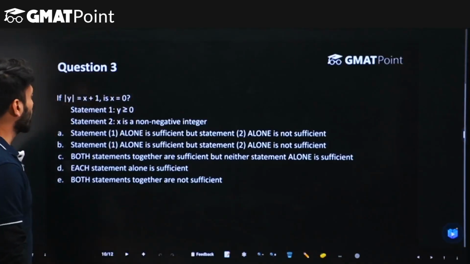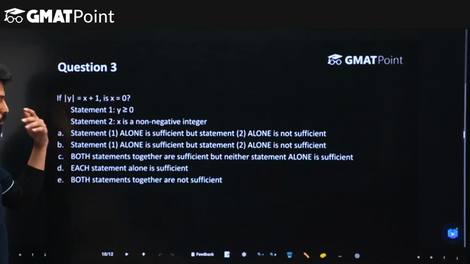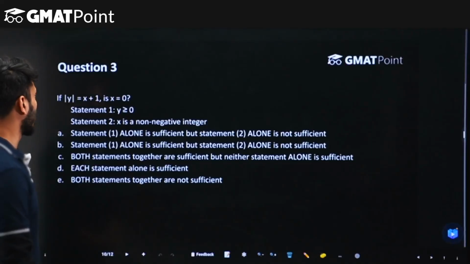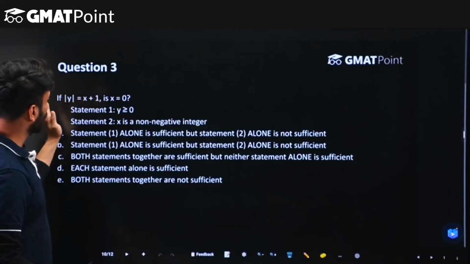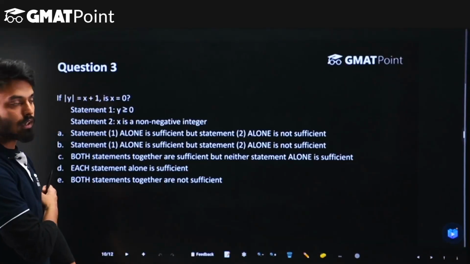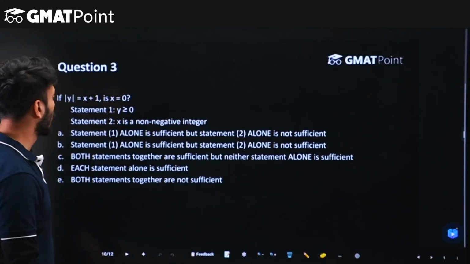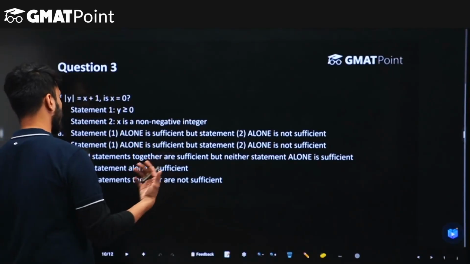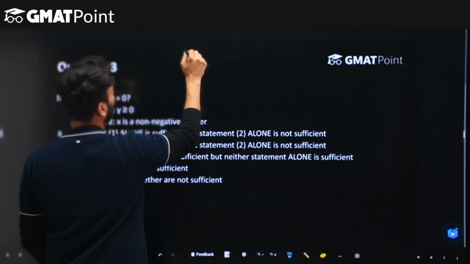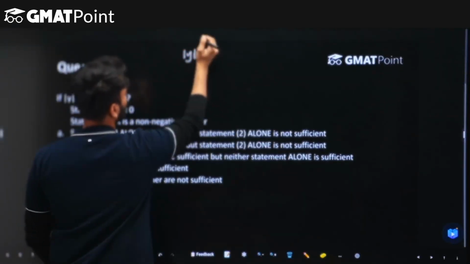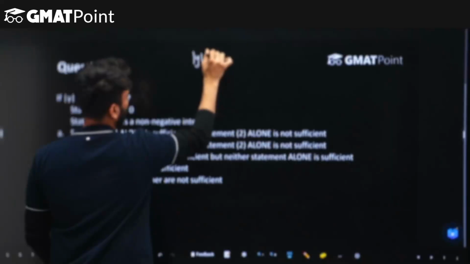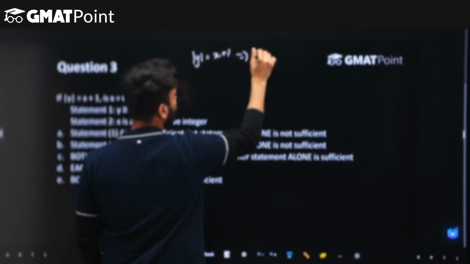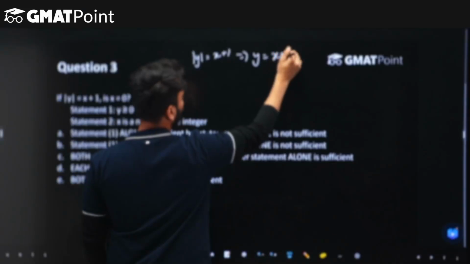The next question we have is a data sufficiency one. So again, this is going to be a prime example of how data sufficiency questions are framed around the absolute value function. First, we are given that mod of y is equal to x plus 1, and the question is: is x equal to 0? The first statement says that y is greater than or equal to 0. Okay, let's test this one out. We have mod y equal to x plus 1. Since y is greater than or equal to 0, this simplifies to y is equal to x plus 1.